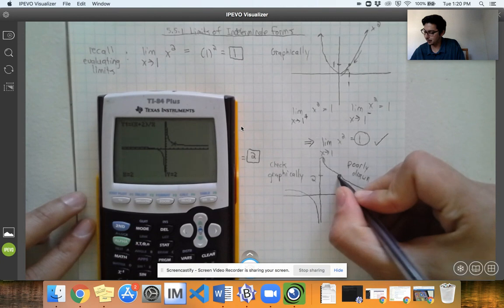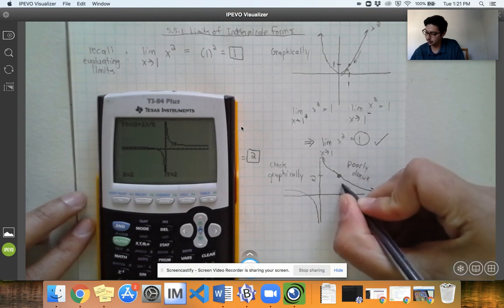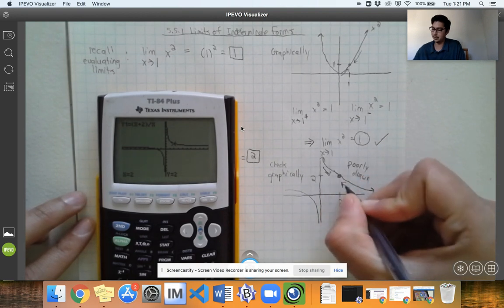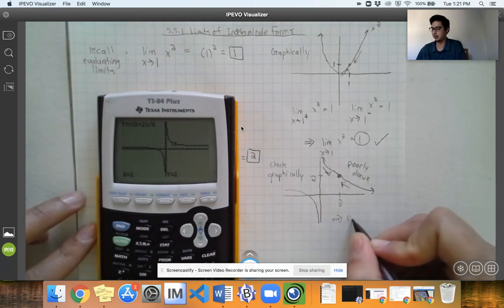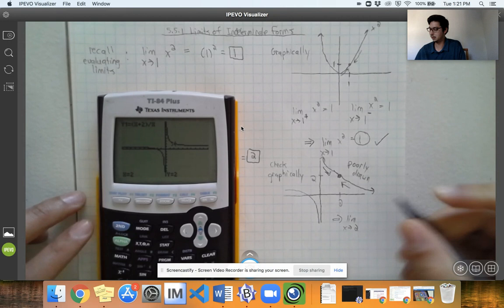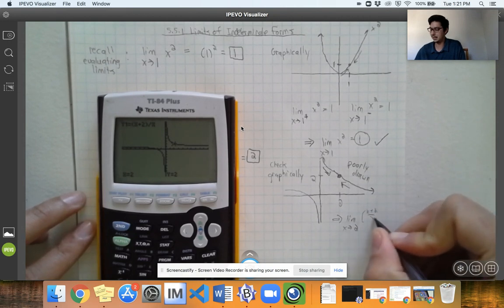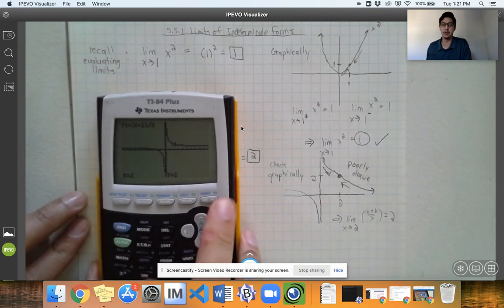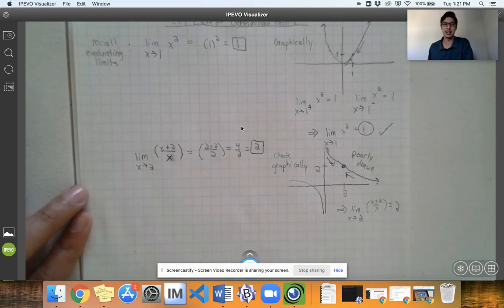But the point being that we can see from this graph that as you approach from the right, it equals 2. As you approach from the left, it equals 2. Therefore, the limit as x approaches 2 of that function has to equal 2, since as it approaches from the right and left, they are equivalent. And that's great. So that's what we have been doing.